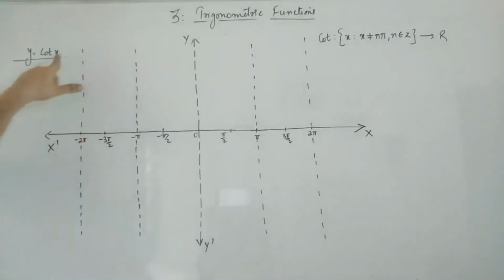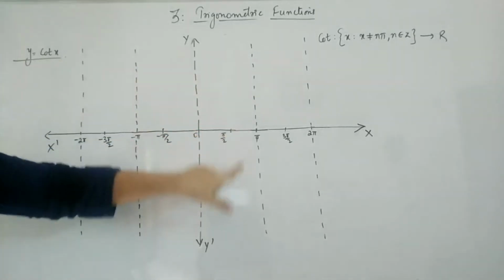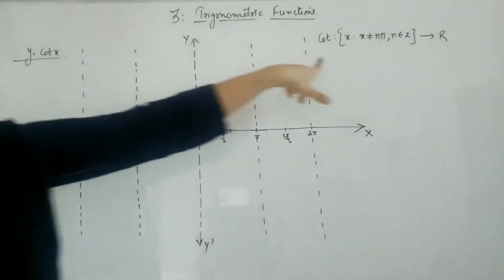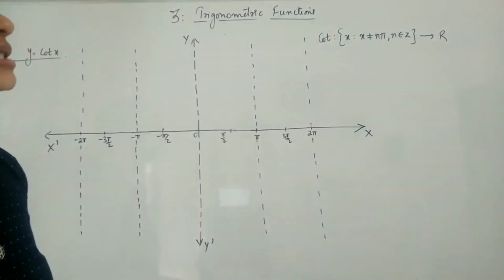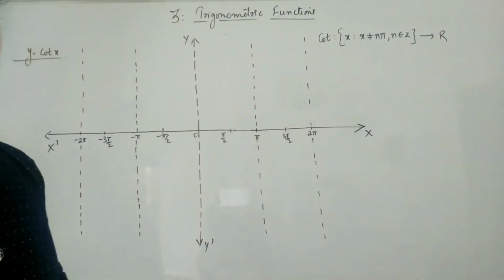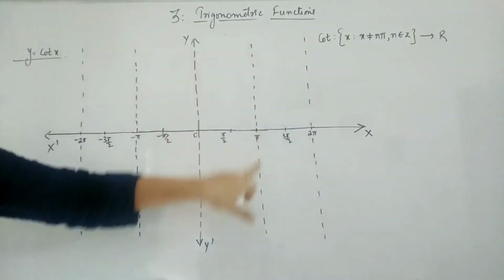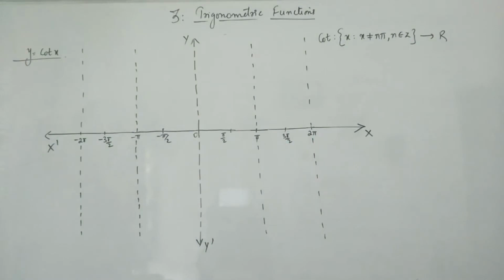Next, coming to the graph of cot x, again I have drawn dotted lines through π, 2π, minus 2π. Why? Because the domain of cot is the set of all those x which are not equal to nπ. So these are your nπ. So there you are not defining the function. That means it will be going to the infinity position.